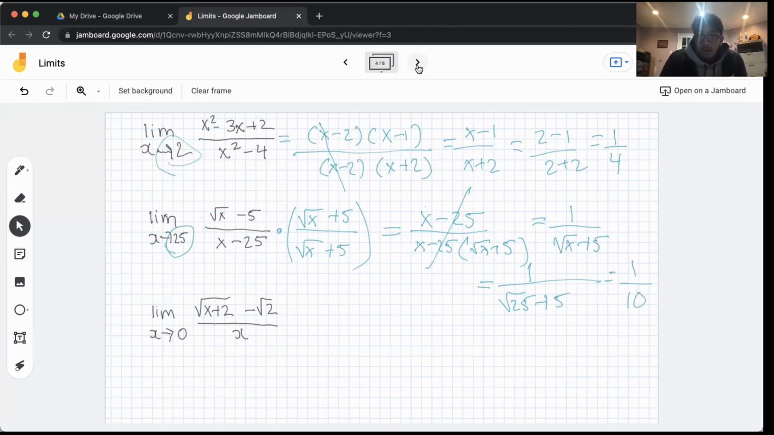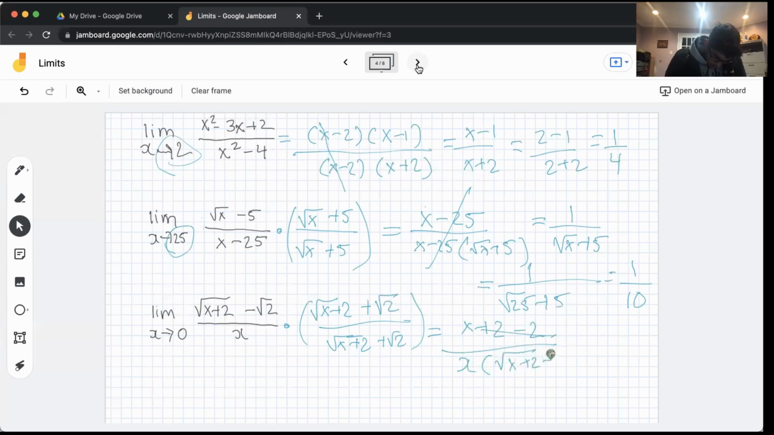Okay, for the next one, same conjugate. We're going to do the same thing. The square root of x plus 2 plus the square root of 2 over the square root of x plus 2 plus the square root of 2. So these cancel out. All right. So this will get us x plus 2 minus 2 over x times the square root of x plus 2 plus the square root of 2. So now we have an x over x. You can cancel these out too.